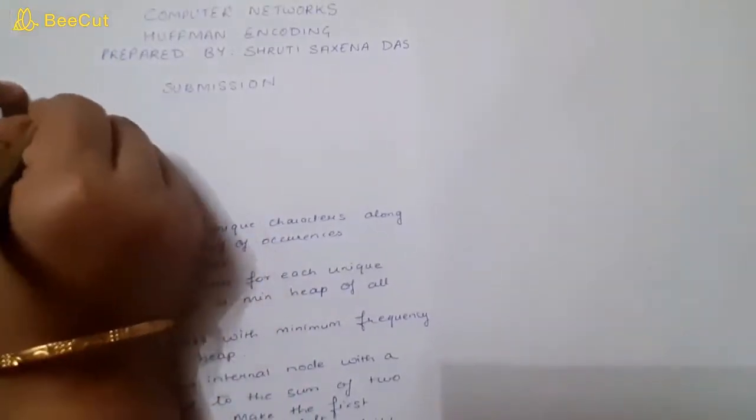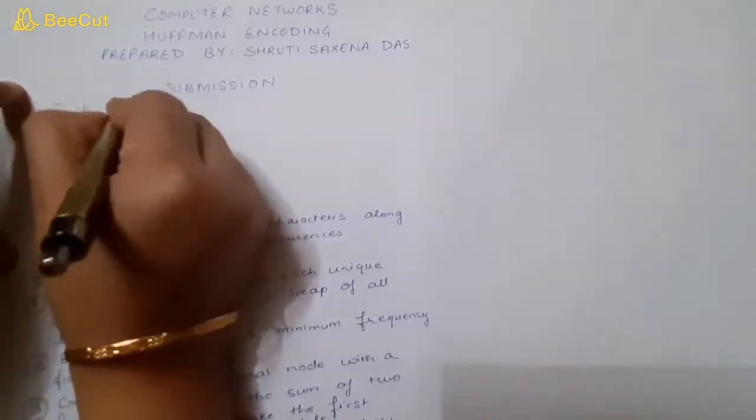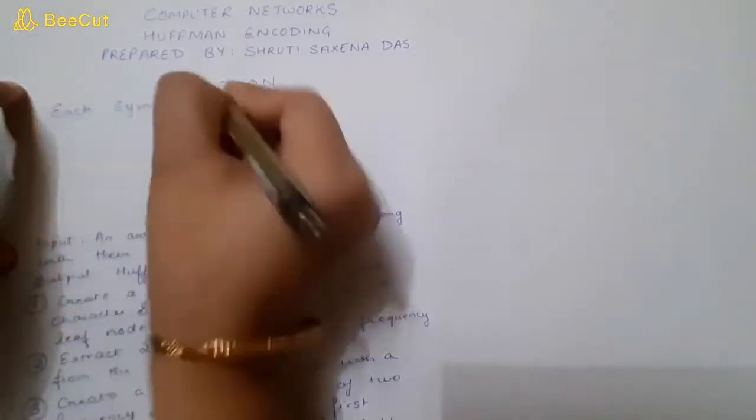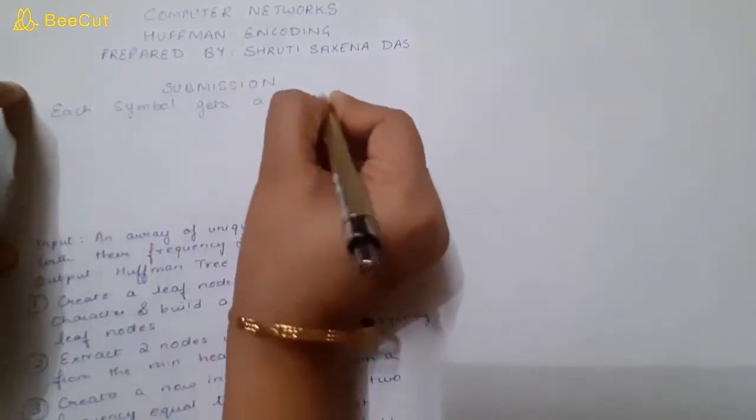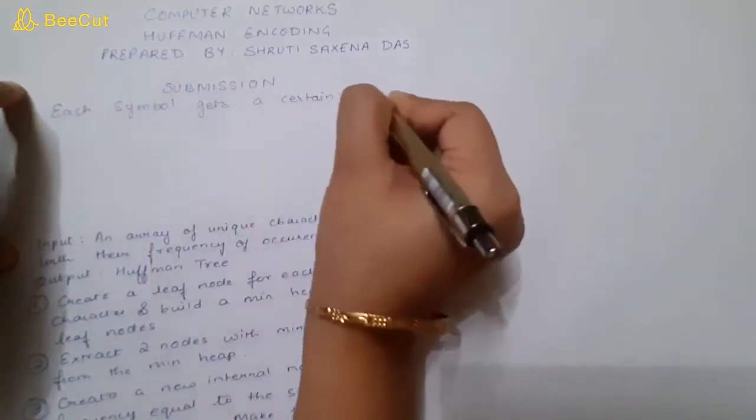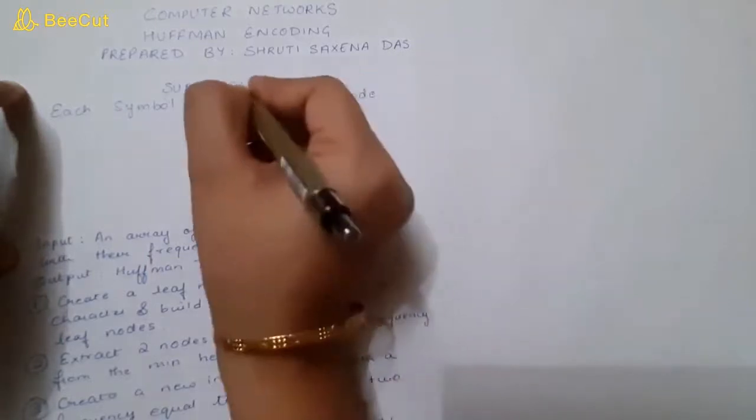So that is the concept of Huffman encoding, that each symbol gets a certain code. And on what basis do we provide these codes? According to the number of occurrences.